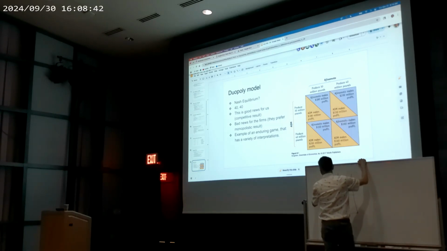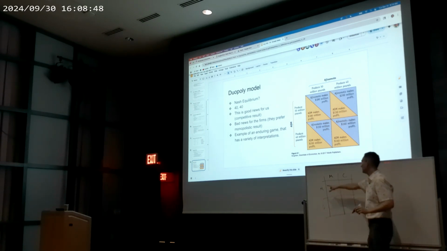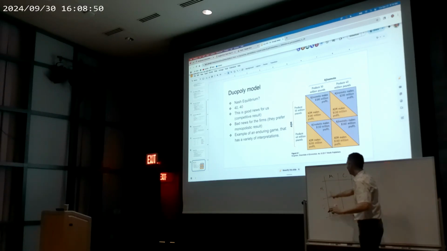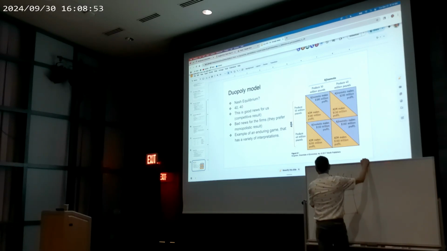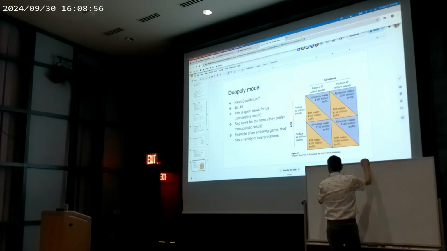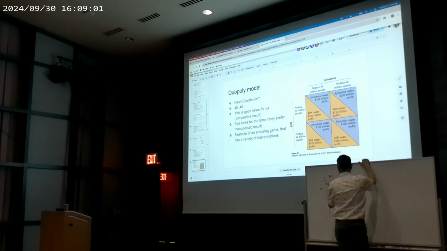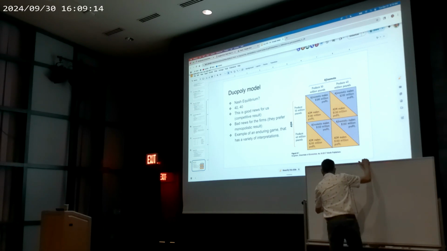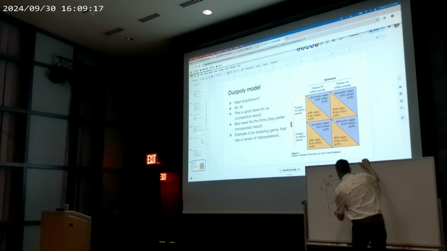We have M and C, and M and C. That's behave monopolistically, even though there's another firm there, or behave competitively. So this is 30 million pounds. I'll just let you fill that in. The key thing is that the payoffs are like this. 180, 180, 150, 200, 200, 150, and then we have 160, 160.